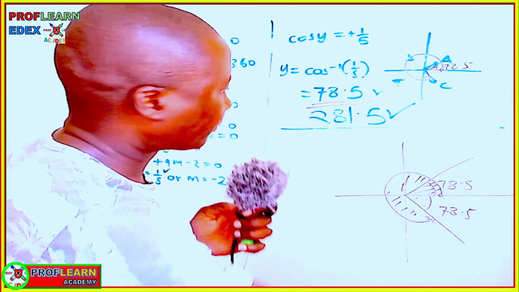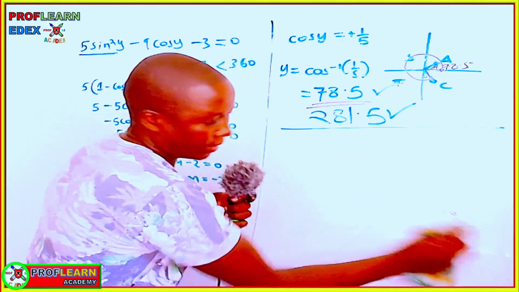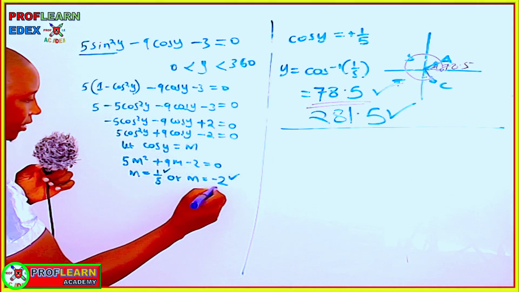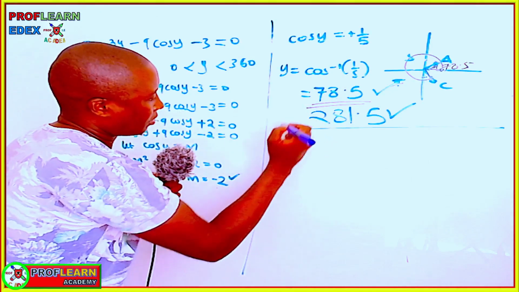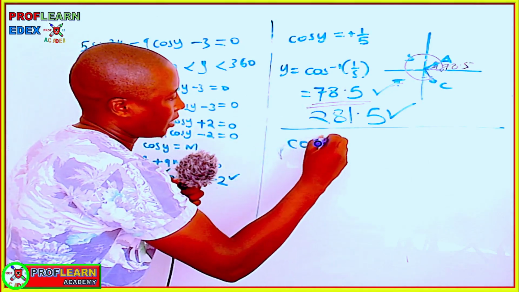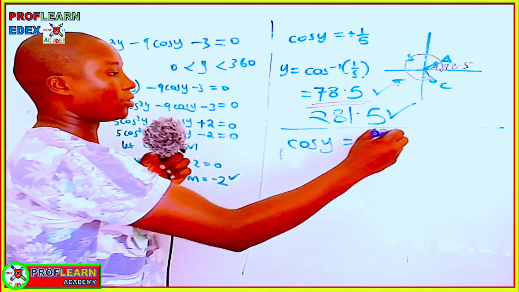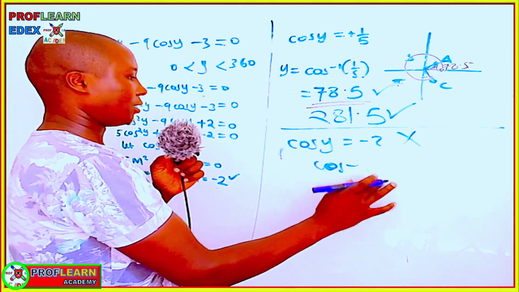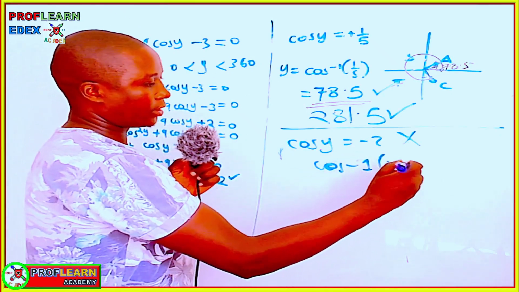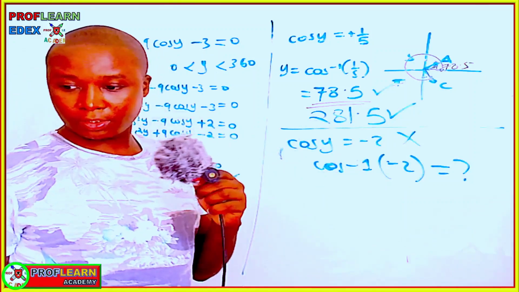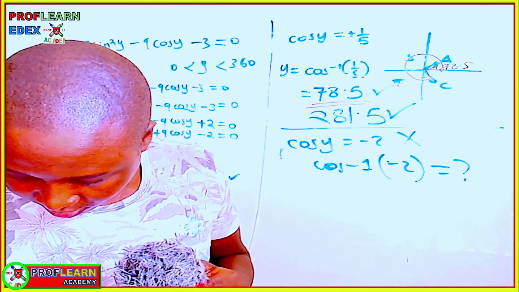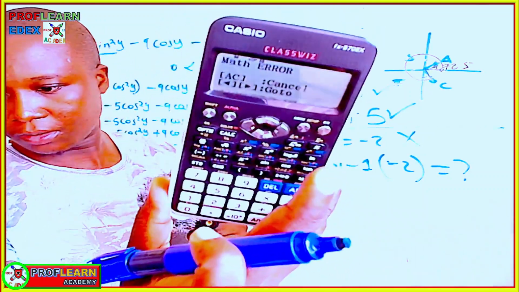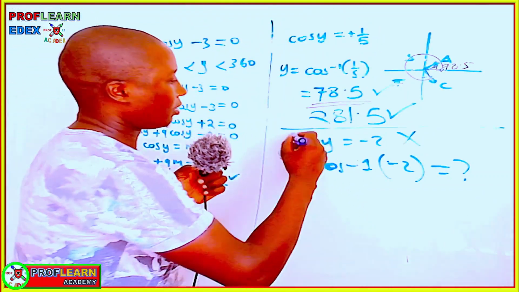So the second case is where m is -2. So we say cos y equals -2. In fact, this one, you are not going to have an answer, because if you find cos inverse of -2, you'll get a math error. Let me just show you. Shift cos inverse -2. That is a math error. So that one cannot work.